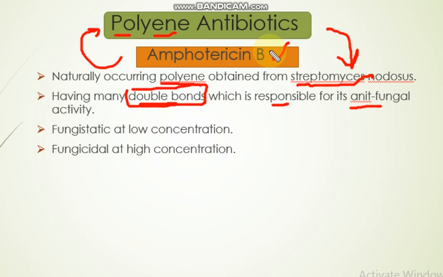Amphotericin B has antifungal activity due to the many double bonds present in its structure, and it is fungistatic at low concentration and fungicidal at higher concentration. When we use amphotericin B at low concentration, it acts as a fungistatic, meaning it will inhibit the growth of the fungi. But if we use it at a higher concentration, it acts as a fungicidal, meaning it will kill the fungi completely. So that's the general introduction to amphotericin B.